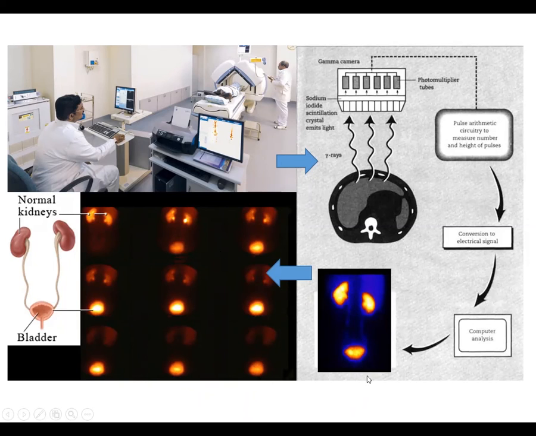scintigraphy, will be achieved. Here you can see the anatomy, normal kidneys, ureters, urinary bladder, the right kidney usually lower than the left kidney. Here you can see the inverted images. This is the right side, this is the left side, ureters, urinary bladder filling, yes, and we can see the accumulation of radiopharmaceutical.